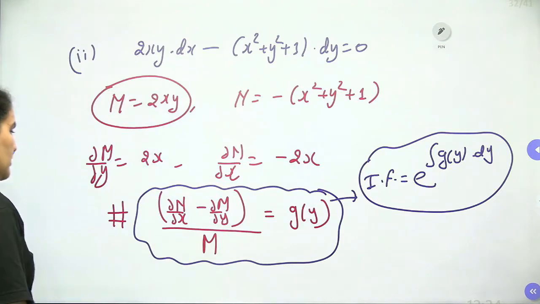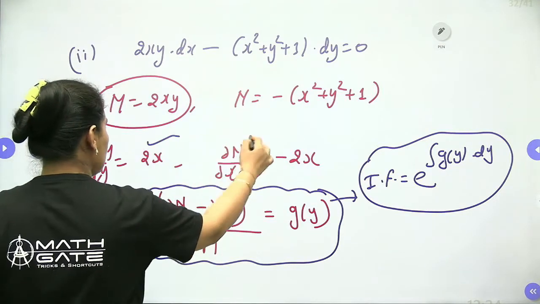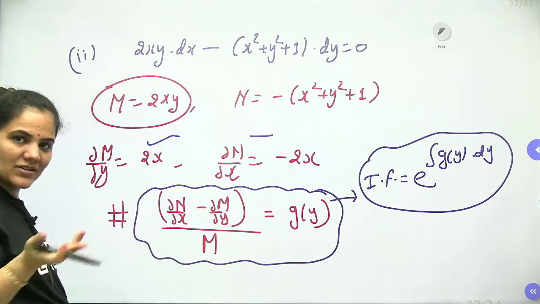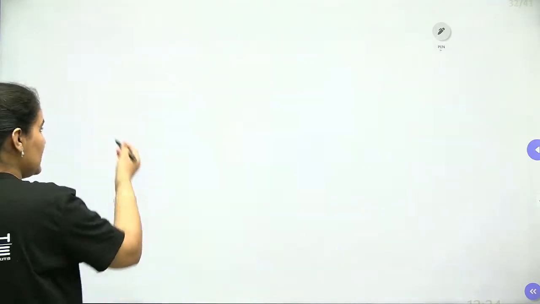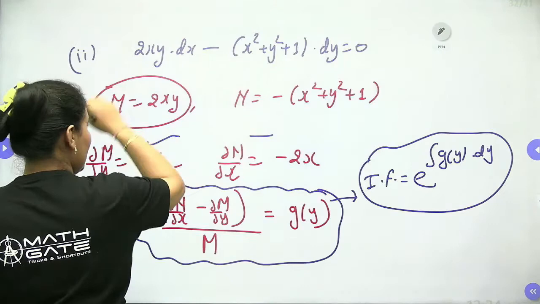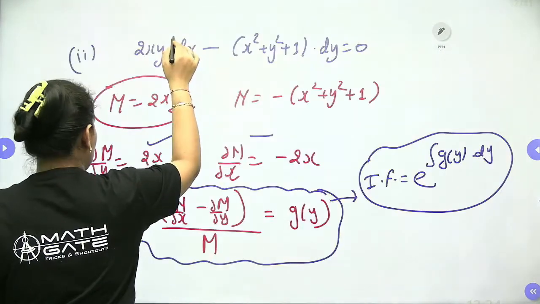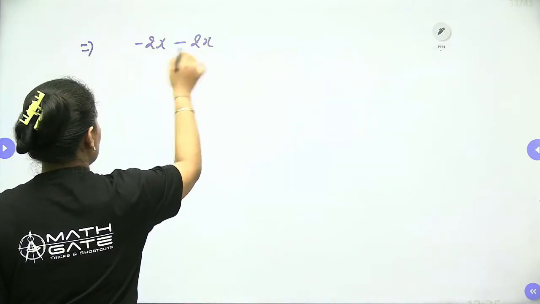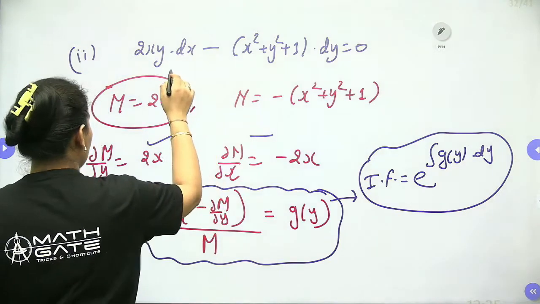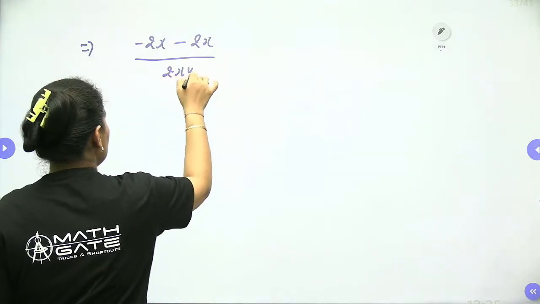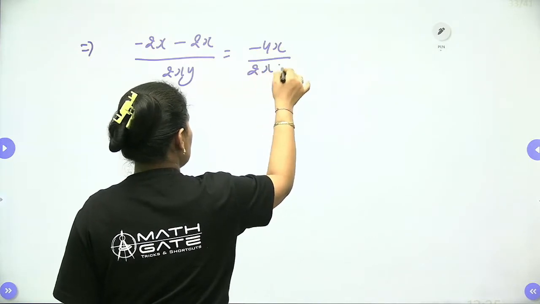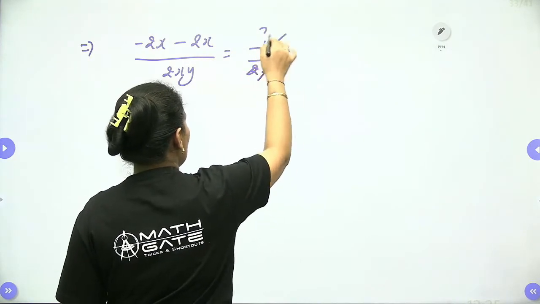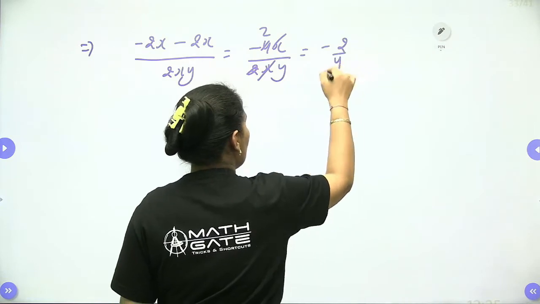So now let's approach this one. We have both the values, and it's clearly seen that the equation is non-exact. That's why we have to find the integrating factor. So del N by del x is minus 2x, del M by del x is minus 2x again, divided by M. M is 2xy. It equals minus 4x divided by 2xy. x and x will be cancelled out. It will be minus 2 by y.